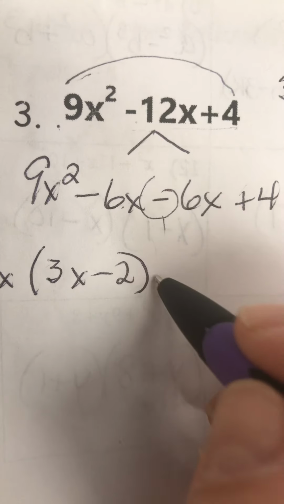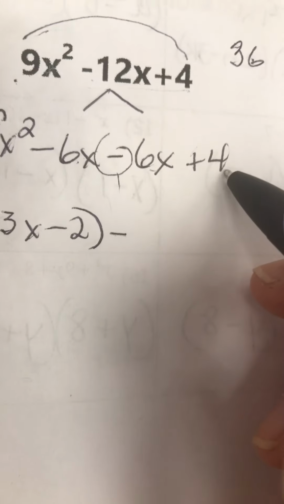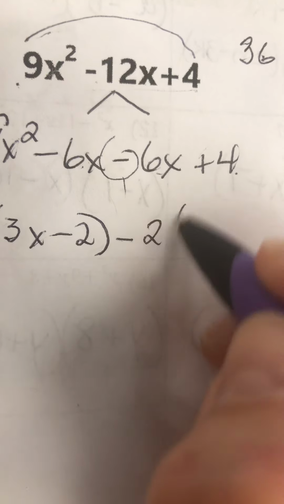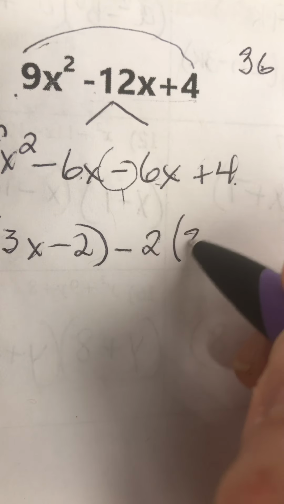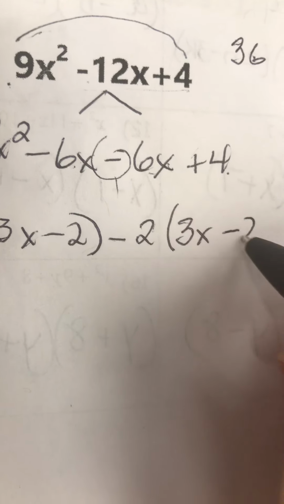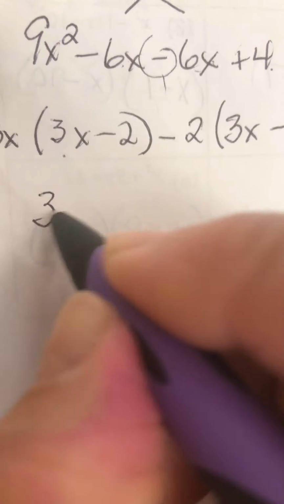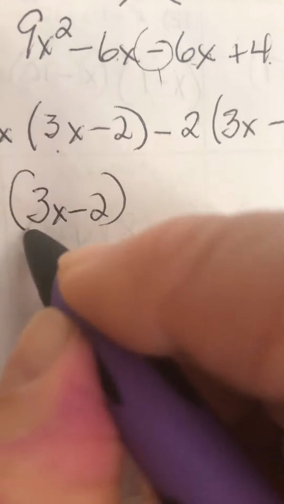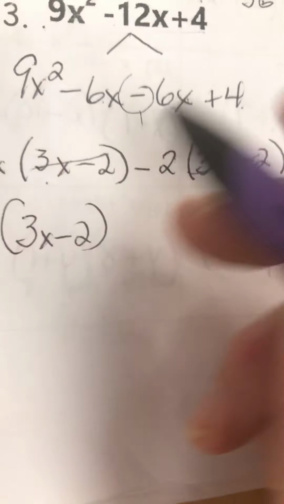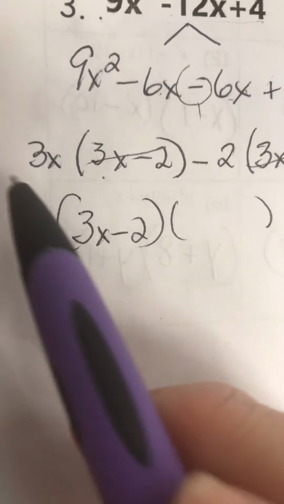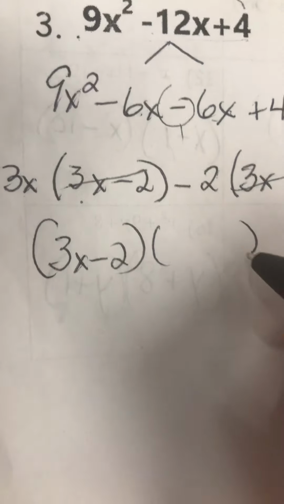Bring down the minus. Find what's common to this, and that's a 2. Take a 2 away, I'm left with 3x minus 2. 3x minus 2 is my common GCF. It comes out once. It's now gone. My next binomial is what's left, 3x minus 2.